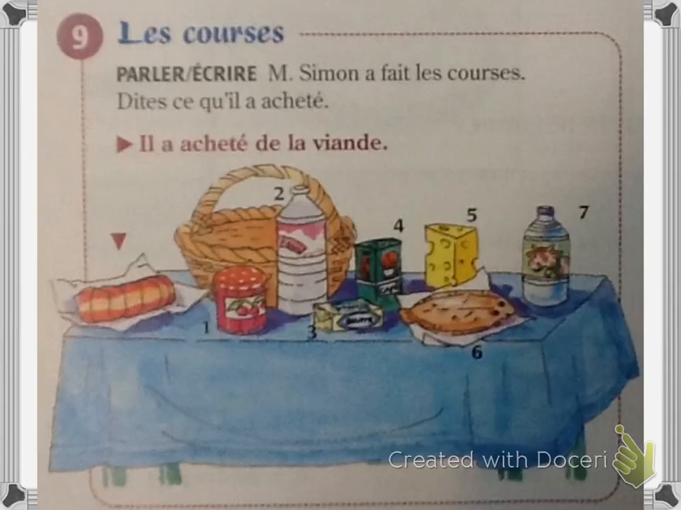Exercice 9. Les courses. Monsieur Simon a fait les courses, dit ce qu'il a acheté. So, shopping. Mr. Simon went or did the grocery shopping. Say what he bought. So again, acheter is one of these verbs that pretty much always uses our partitive articles. So we're going to use du, we're going to use de la, we're going to use de l'apostrophe because again, it's not likely that you bought the entire store out of whatever it is you bought. The il a acheté will be in all of our answers. Okay? S'il vous plaît, say il a acheté.